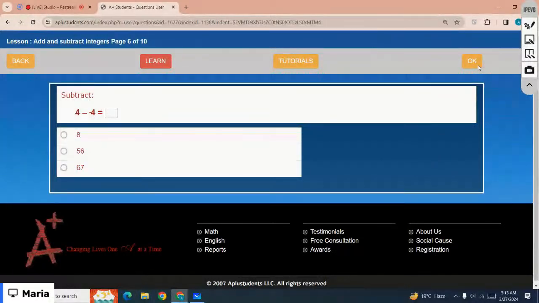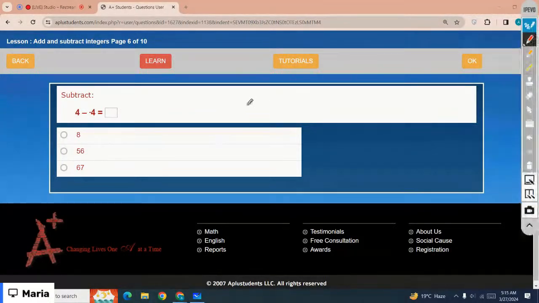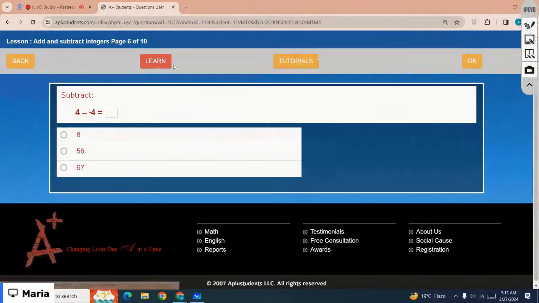4 minus negative 4, which is the correct option? When you are subtracting a negative integer, it is the same as adding, right? Subtracting a negative integer is the same as adding. So basically you have to do 4 plus 4. So 4 plus 4 equals 8. The correct option is 8, right? Option number 1 is the correct option.